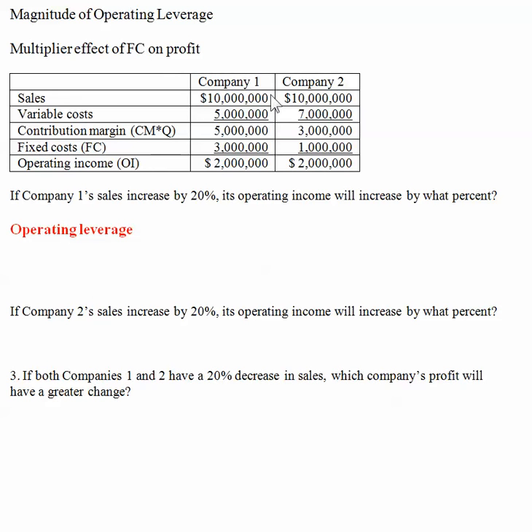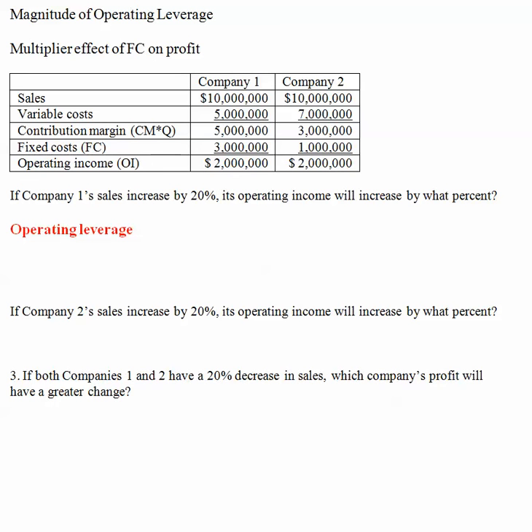We have two companies, and I'm going to show you how you measure the effect of operating leverage on operating income. In other words, we're going to be able to see what the percentage change in operating income will be given a percentage change in your sales. So here's the first one. Company 1's sales increased by 20%. So if this increases by 20%, what percentage will this increase by?